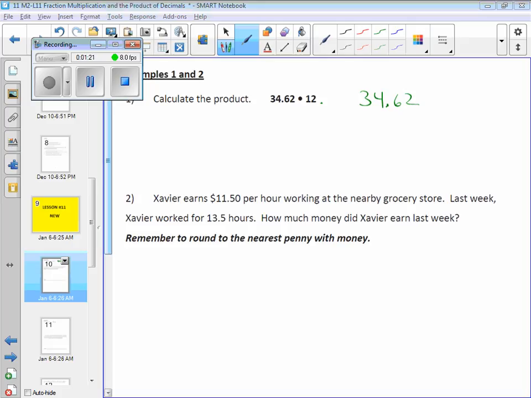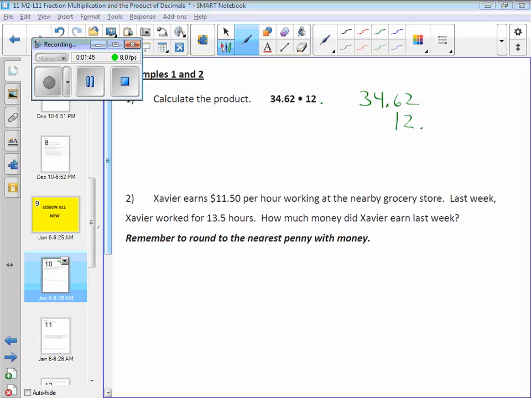Line it up by digit. So make believe the decimals are not even there. Make believe it's 3,462 and 12. You would put the 12 there, right? Then add the decimal. Sometimes you'll see they'll line up naturally by themselves when you do it. But line it up by digit, not by decimal. Are we clear on that?